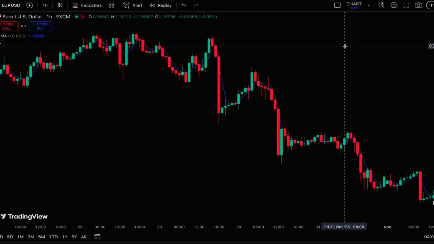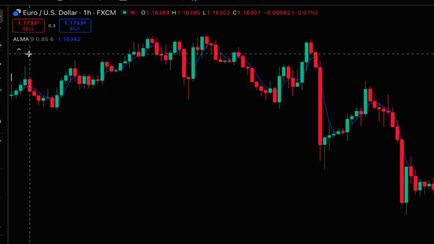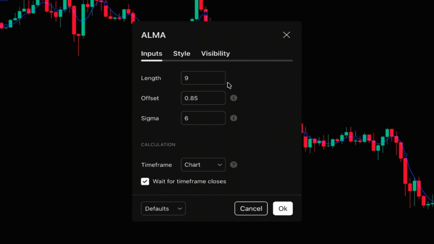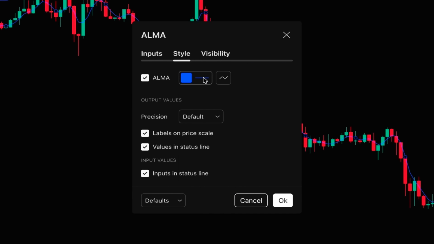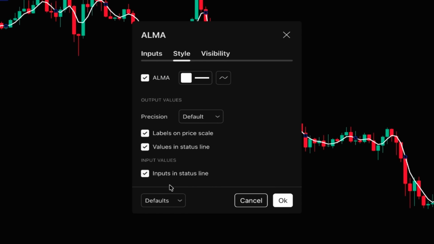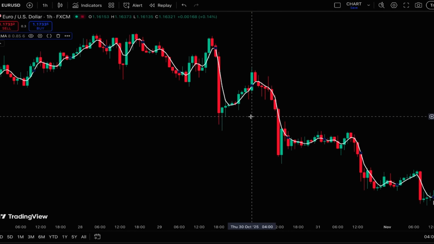We need to give it a small change in the settings so it will be suitable for the trading strategy that I want to explain. Here we go to the settings of the ALMA, and here for the length we set it at 8. We don't change anything else here, and then we go to the style tab and we change the color to white, and we also increase the thickness of the line so it will be better visible on our price chart. Alright, we're done with the settings of ALMA, and now we need to add 3 exponential moving averages.